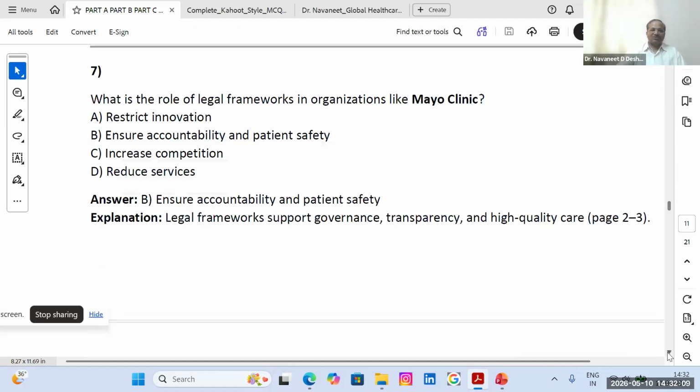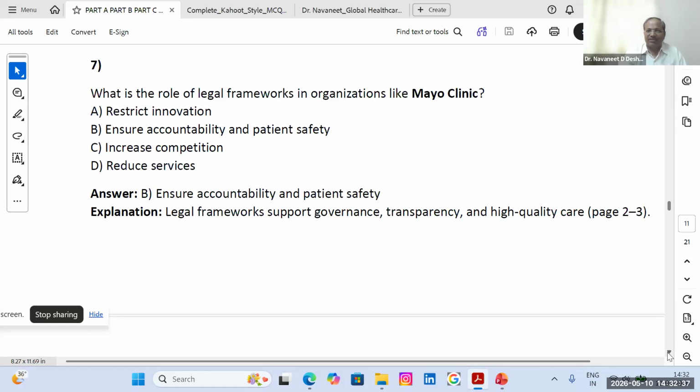The seventh question is, what is the role of legal frameworks in organizations like Mayo Clinic? A. Restrict innovation. B. Ensure accountability and patient safety. C. Increase competition. D. Reduce the services. Correct answer is B. Ensure accountability and patient safety. Explanation: legal frameworks support governance, transparency, and high quality care. So B is the correct answer.